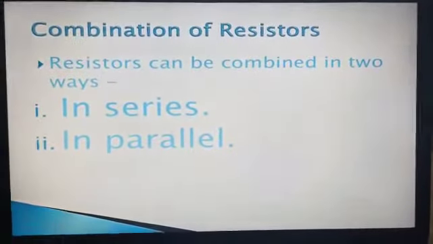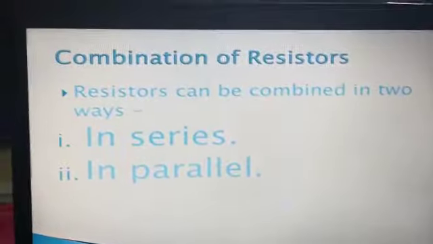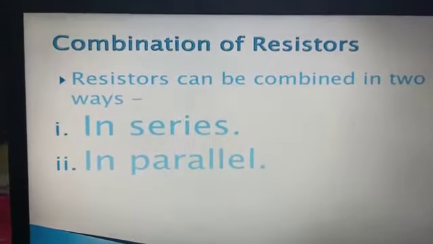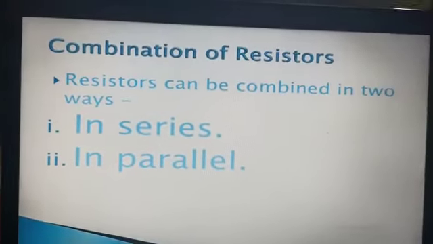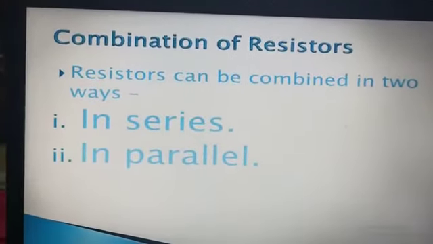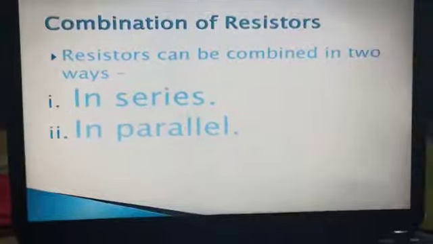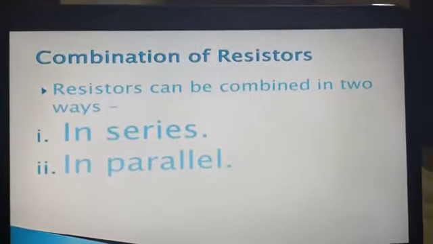So now, a resistor is a device which provides resistance to a circuit. Resistors can be connected in two ways. It can be connected in series or in parallel. Now what do we mean by this series and parallel?